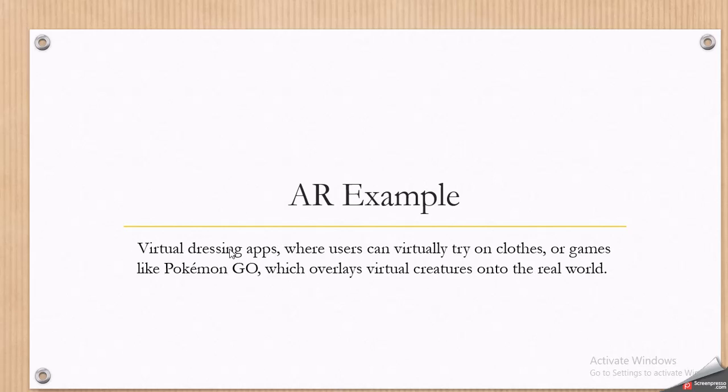Virtual dressing apps are available nowadays, so we need not go for a real try-on. If we choose particular cosmetics or a particular dress, we can do a virtual try-on. That is also an example of manipulating objects. The next is Pokemon Go. This is a famous game where we find Pokemons in a realistic environment. We'll be in search of Pokemons.